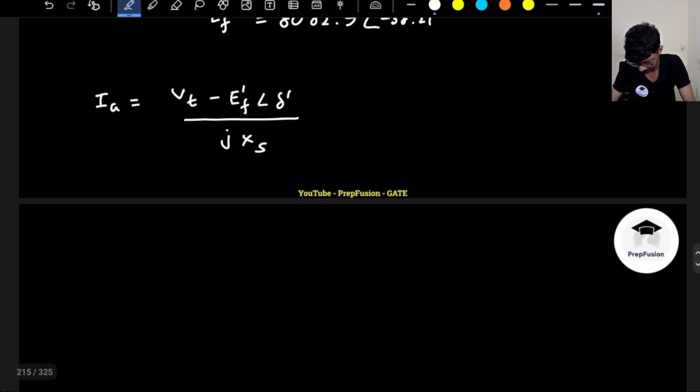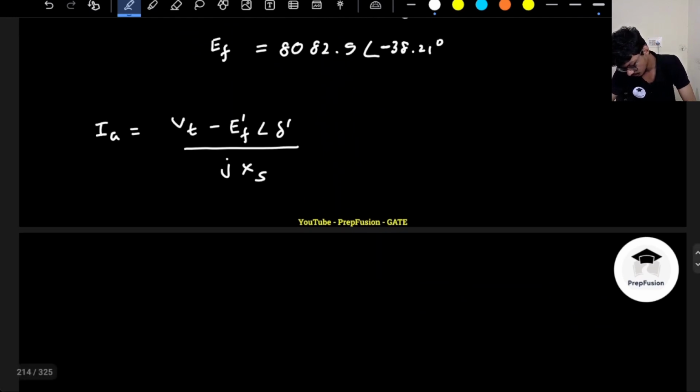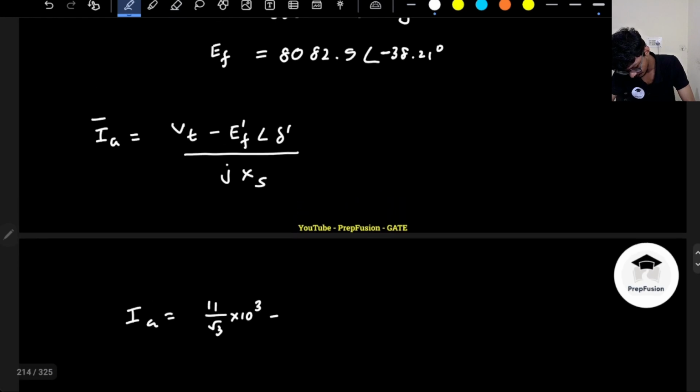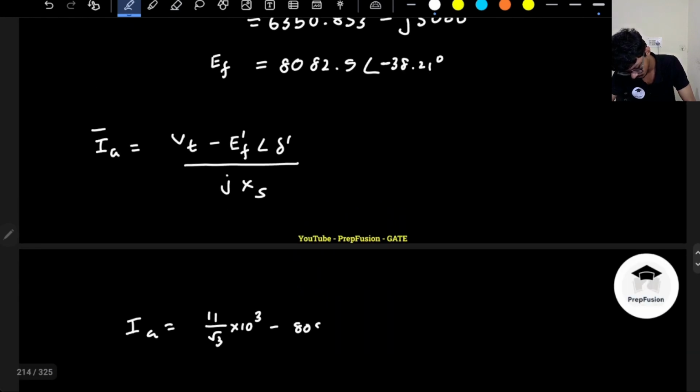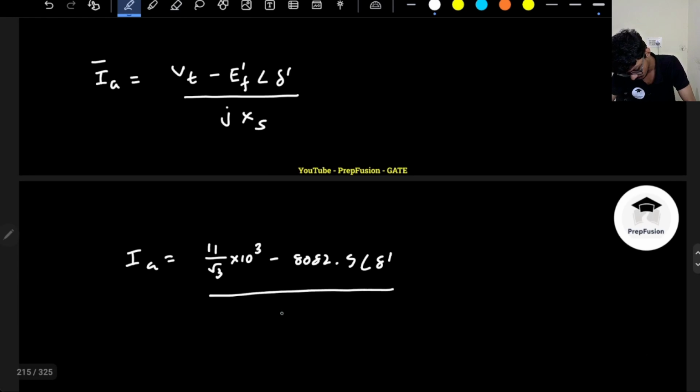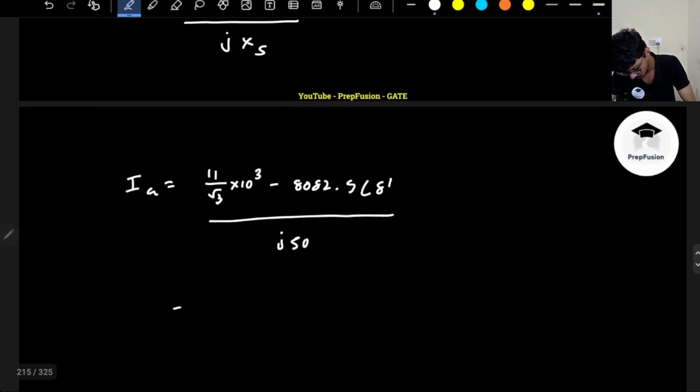Magnitude of current is 120. So IA will be in vector format. VT is 11 by root 3 into 10 cube minus EF. Magnitude is the same, right? Magnitude will be 8082.9 only, but delta dash I don't know, divided by J50. So this will be equal to 11 divided by root 3.